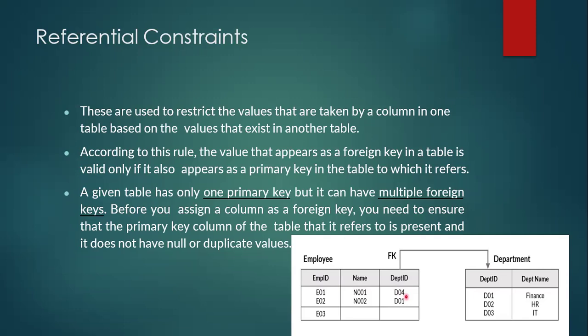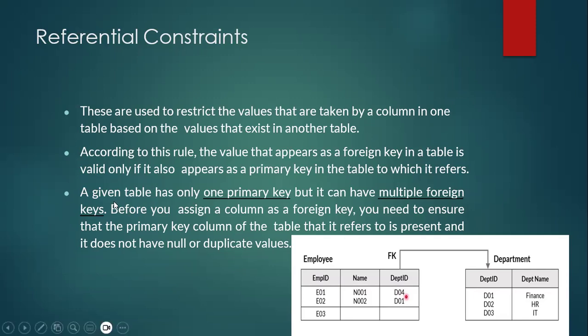Yeah, this is a good question. A foreign key column can take duplicate values, but a primary key column cannot take duplicate values. It will take only unique values. But a foreign key column can take duplicate values. Okay, clear? Yes, sir.